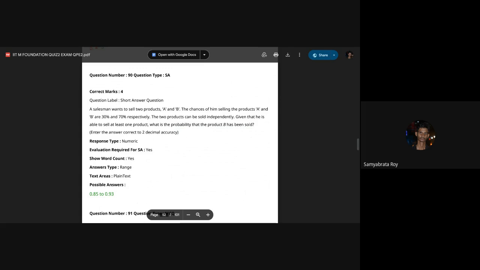Remember, they have mentioned that two products can be sold independently. Okay, so these two events, selling product A and selling product B, are totally independent. So here a conditional probability is coming, but let me know when you are done.